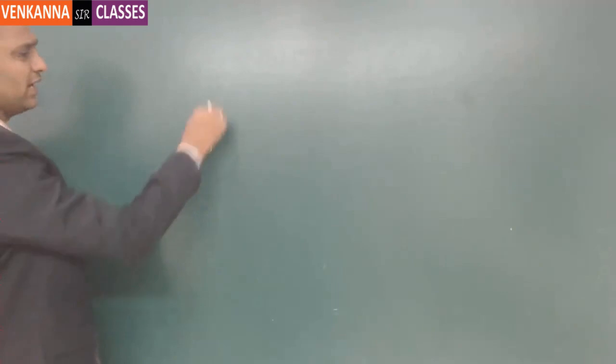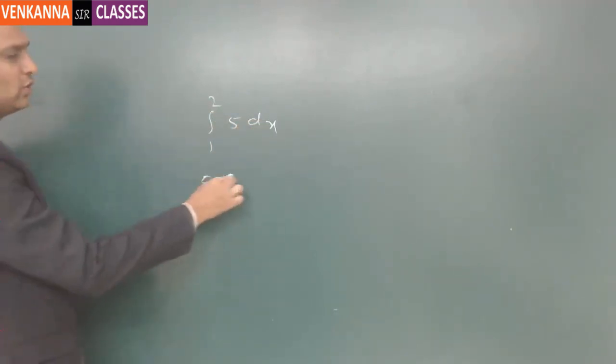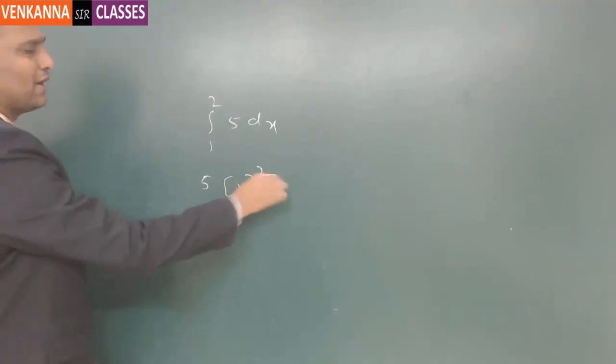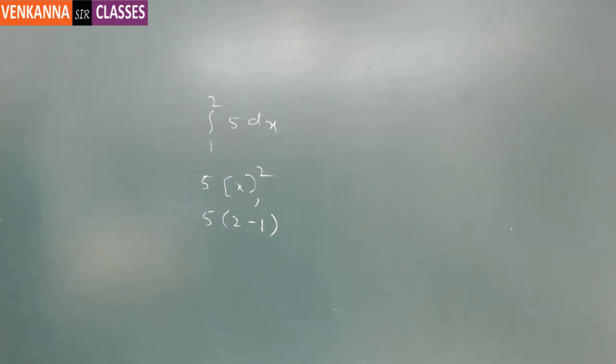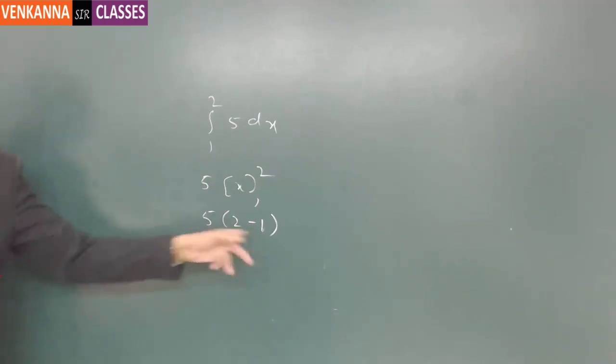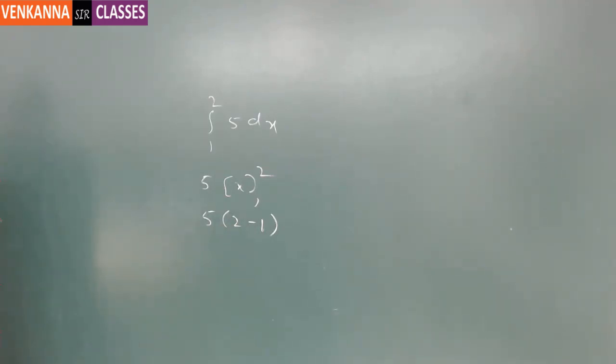Let me say if you take the integral from 1 to 2 of 5 dx, what will we do? 5 into x, from 1 to 2, is nothing but 5 into 2 minus 1. The integration process we usually do is just like the k into b minus a method, for the constant function. That's it.